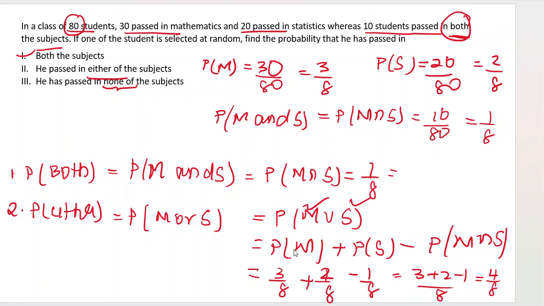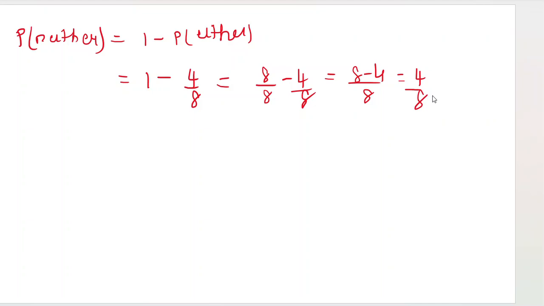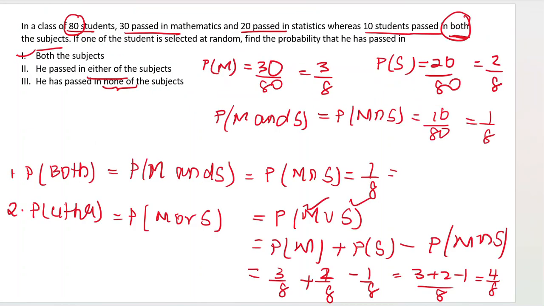We passed in mathematics or statistics. This is 4 by 8. So you insert 4 by 8 here. When you multiply 8 upon 8, minus 4 upon 8, you get 8 minus 4 upon 8. You get the answer as 4 upon 8. This is how you solve this problem.